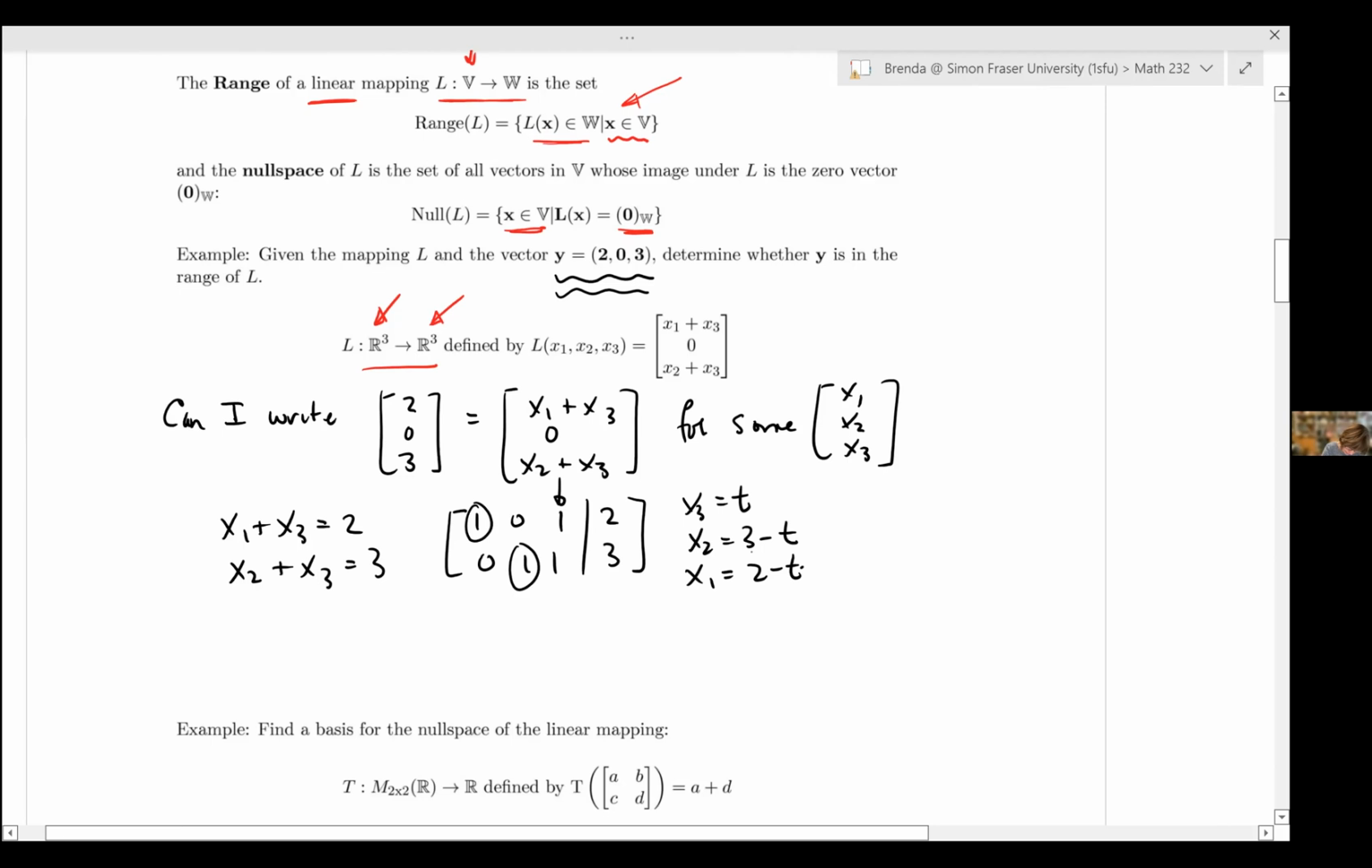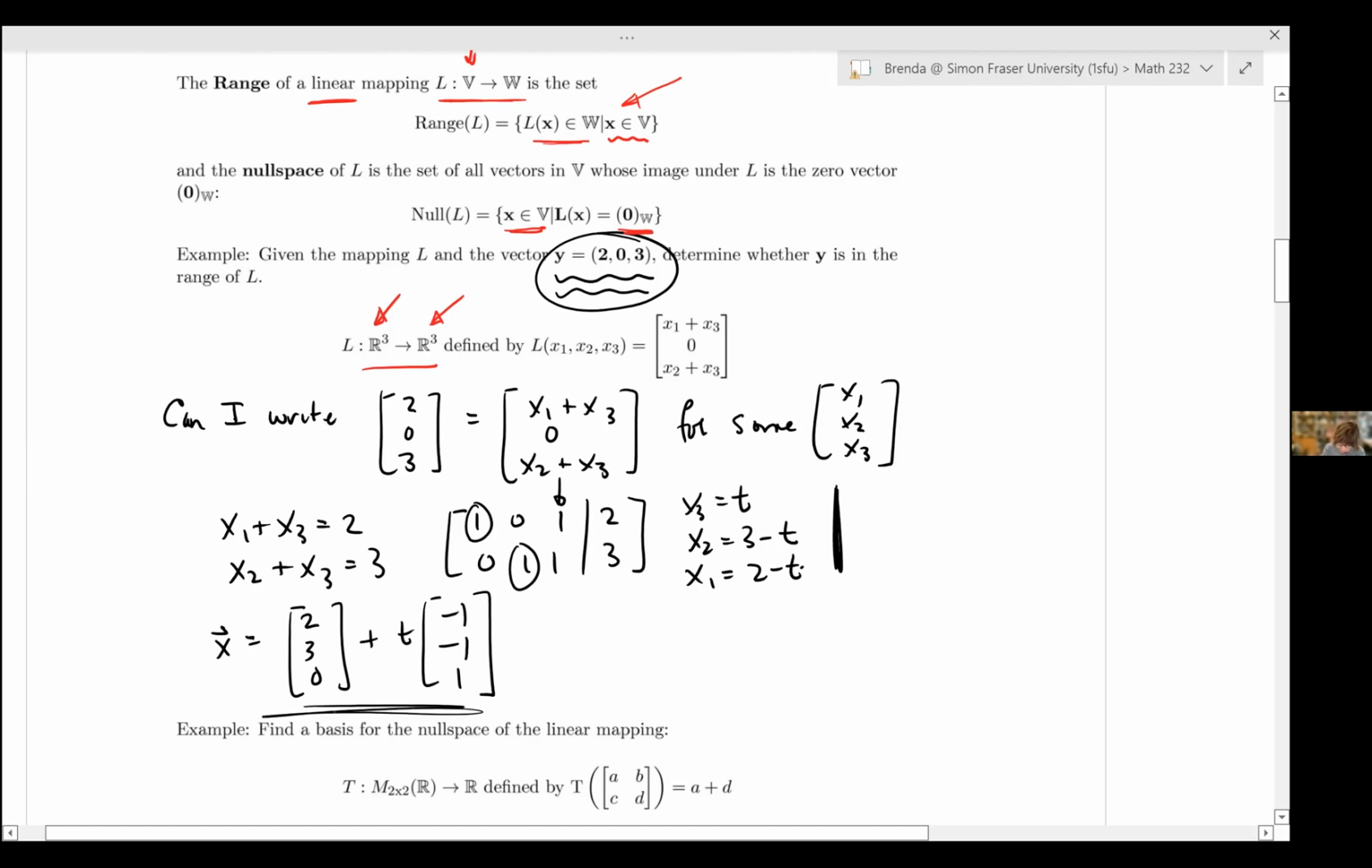So an input vector x, to give this output vector, looks like this. It is the solution to this linear system, and that was looking like this. We've got (2, 3, 0), and then we've got t times (minus 1, minus 1, 1). I'm claiming that for this linear transformation, there's an infinite supply of these vectors that will give you this output.